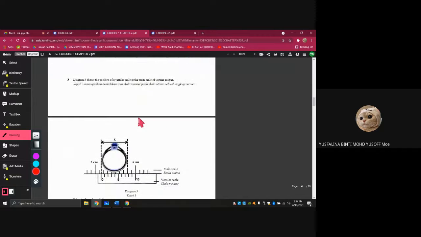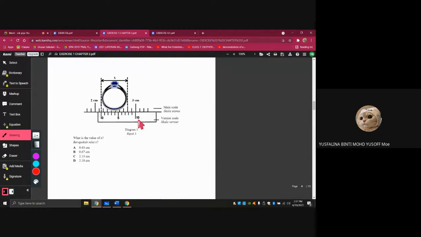Okay, let's move on to number 3. For number 3, I noticed most of you got it wrong. Some of you put 2.13, if I'm not mistaken. For this one, you can see the ring is not starting from 0. If you measure something, of course, you will put the object at 0 cm, the starting point must be 0. But for this one, it starts from here, at the middle of the vernier calipers. So how do you calculate the diameter?